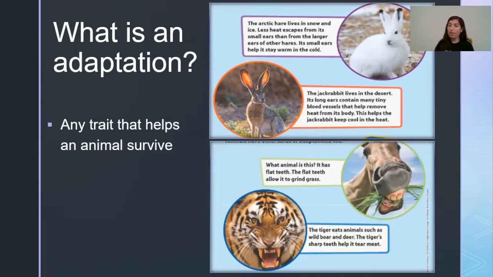On the other hand, the tiger eats animals such as wild boar and deer. The tiger's sharp teeth help it tear meat. So again, two different types of teeth, both shaped differently to help those two animals survive in their environments.